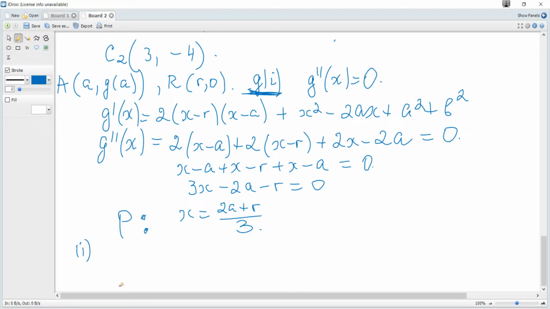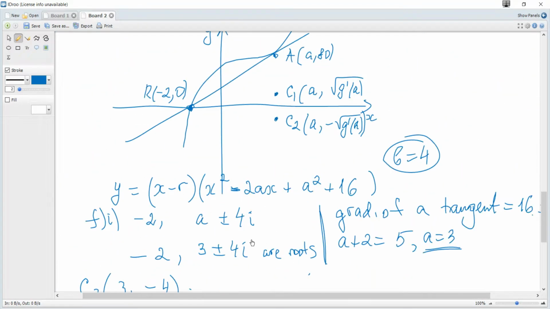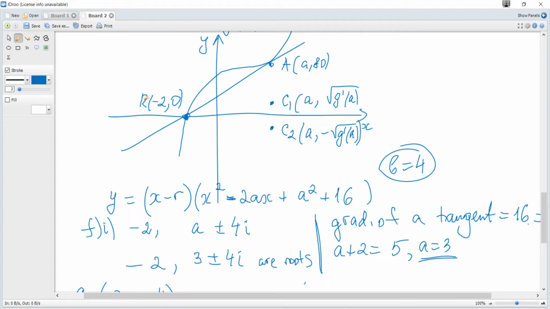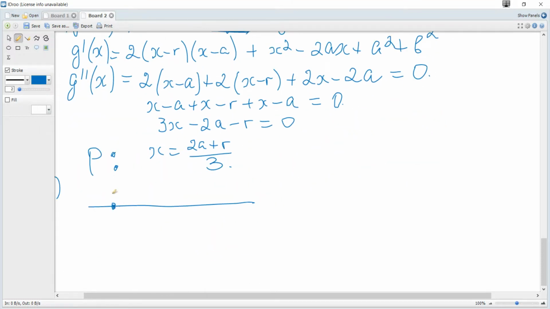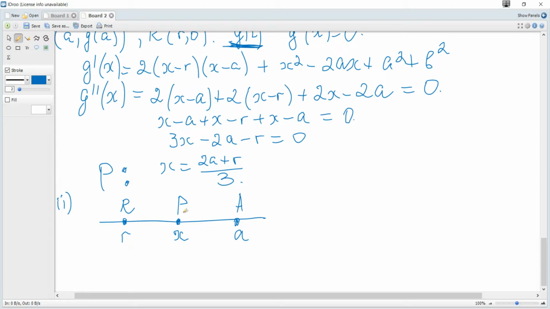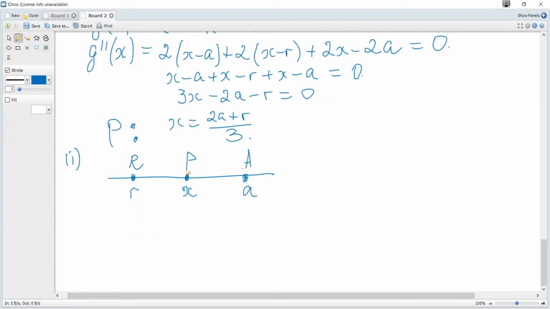And the next question: hence describe numerically the horizontal position of point P relative to the horizontal position of the points R and A. So point A has x coordinate a, point R has x coordinate r, and the point of inflection is somewhere in between. So it looks like this: point R with x coordinate r, point A with x coordinate a, and somewhere point P with x coordinate x. And we need to find the ratio in distances between the distance PA and the distance RP. We can see the distance PA is a minus x, and distance RP is x minus r.